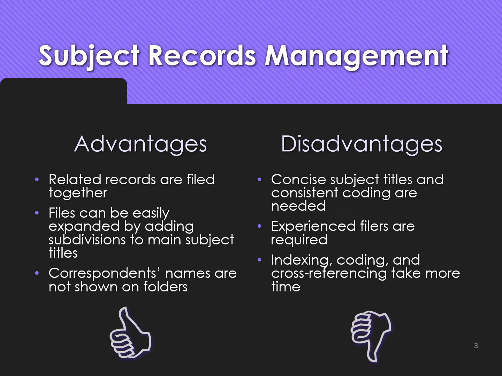Some advantages are that related records are filed together and that files can easily be expanded by adding subdivisions to a main subject title. Also, correspondence names are shown on the folders. Some disadvantages are that concise subject titles and consistent coding are needed. Also, experienced filers are required. You also need indexing, coding, and cross-referencing to take more time because you have to understand which subject each item may go under.